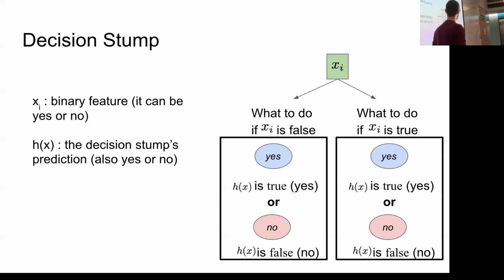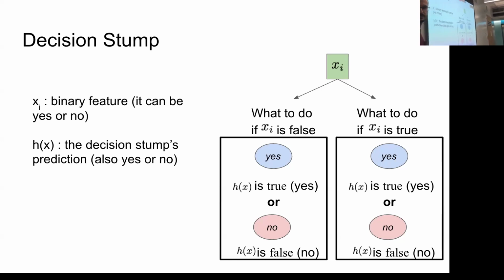When you have a decision stump in a binary classification problem, the feature you split on, xi, can have 2 values, false and true, and you have to decide what your model will predict when xi is false and what the model will predict when xi is true. Model predictions can also be yes or no. So you have 4 different scenarios to consider, and you need to figure out which scenario gives you the lowest loss on your training set.